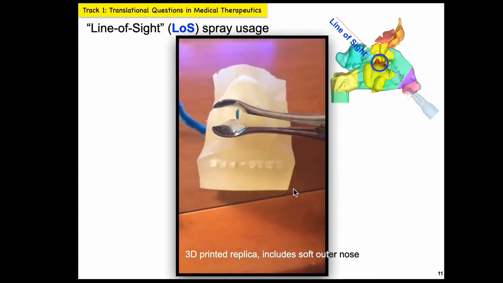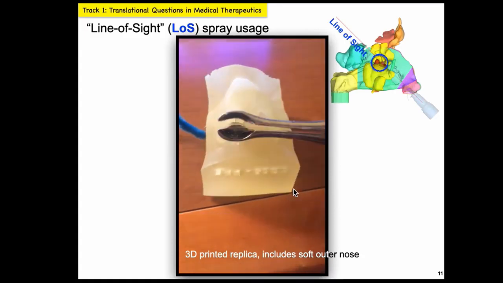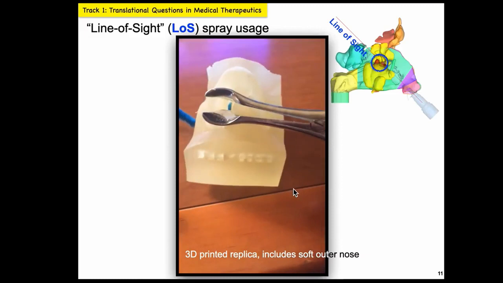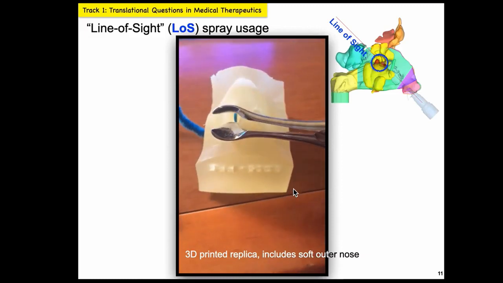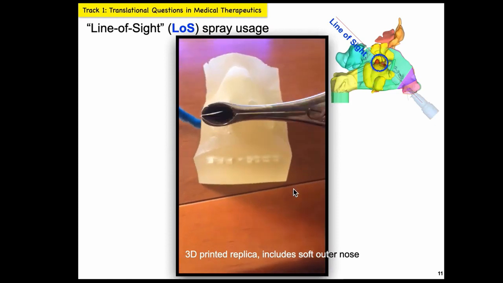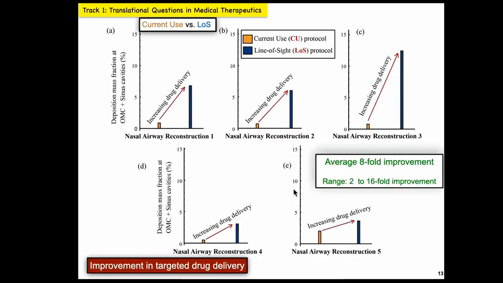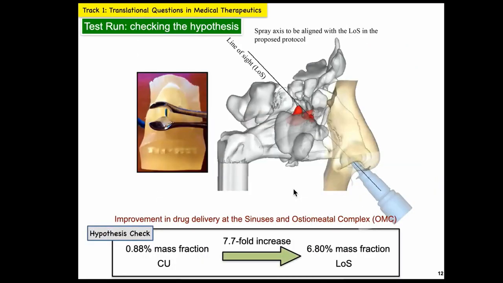So now the idea is to use the inertia of the particles. To do that, I propose that let's orient the spray bottle such that the spray axis would cut through the OMC. And you can see that from the cartoon at the top right. And I call this the line of sight protocol. I call it so because I can now directly see the OMC from outside.